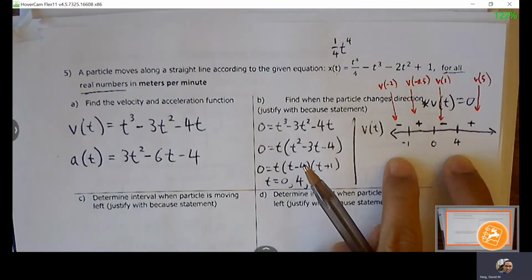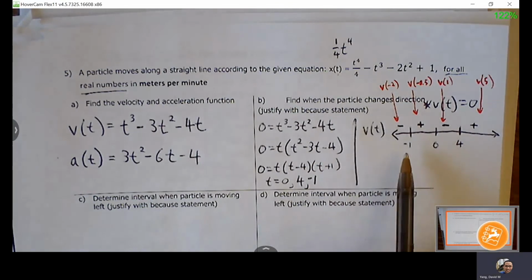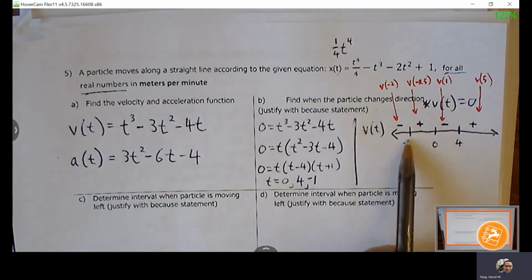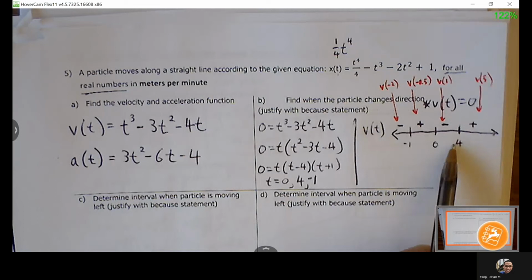So what would you say? How many times does this object change directions? So at -1, it changes direction because it goes from negative to positive. At 0, it changes direction because it goes from positive to negative. And at 4, it changes direction because it goes from negative to positive. Okay.